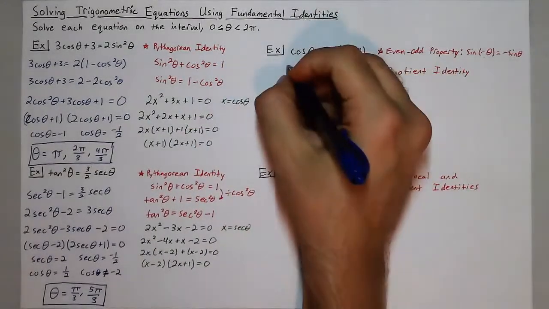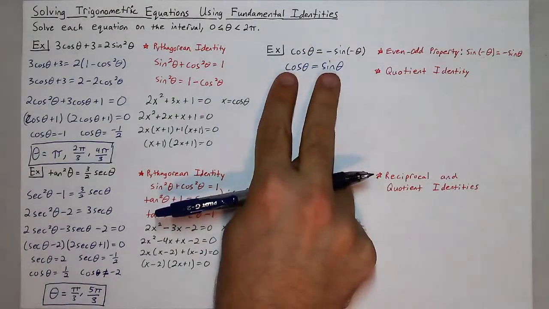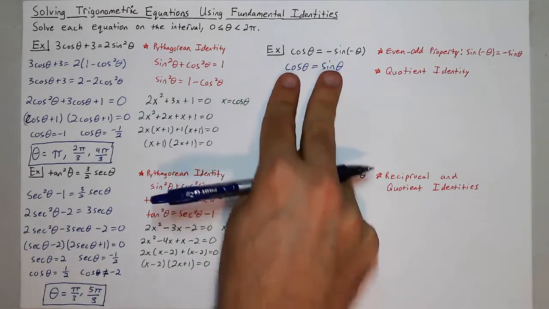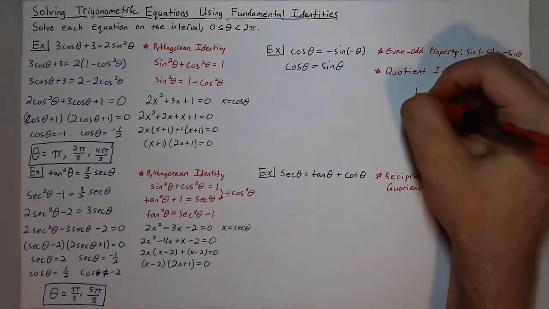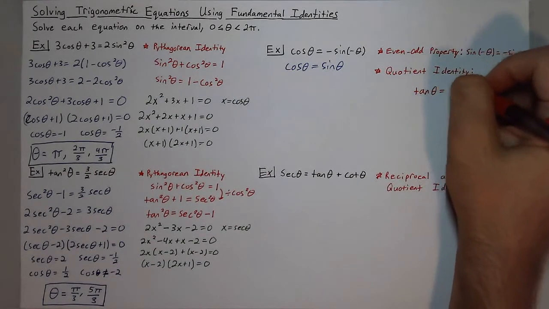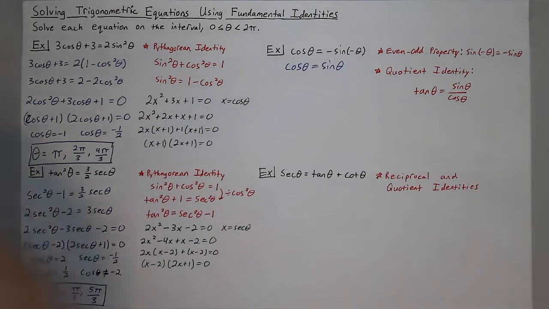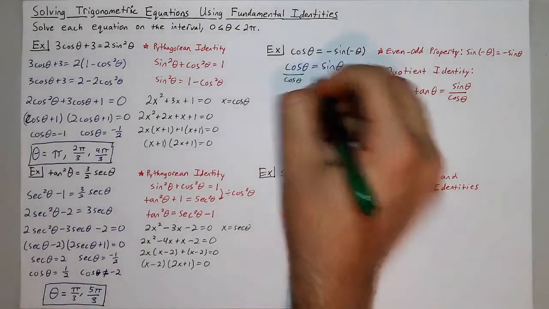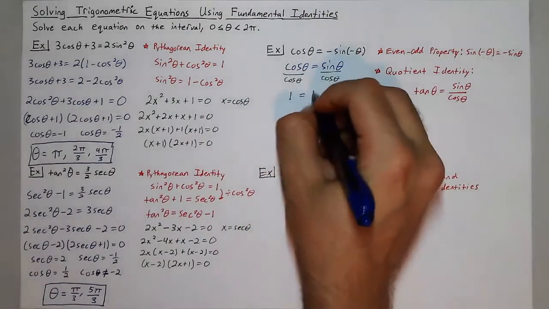So now I have cosine of theta is equal to sine of theta, which still isn't helpful because now they're not squared and they're two different trig functions. So what could I possibly do? Well, I could use a quotient identity. I have sine and cosine, and tangent of theta is equal to sine of theta over cosine of theta. So if I divide each side of my equation by cosine of theta, I'll get 1 is equal to tangent of theta.